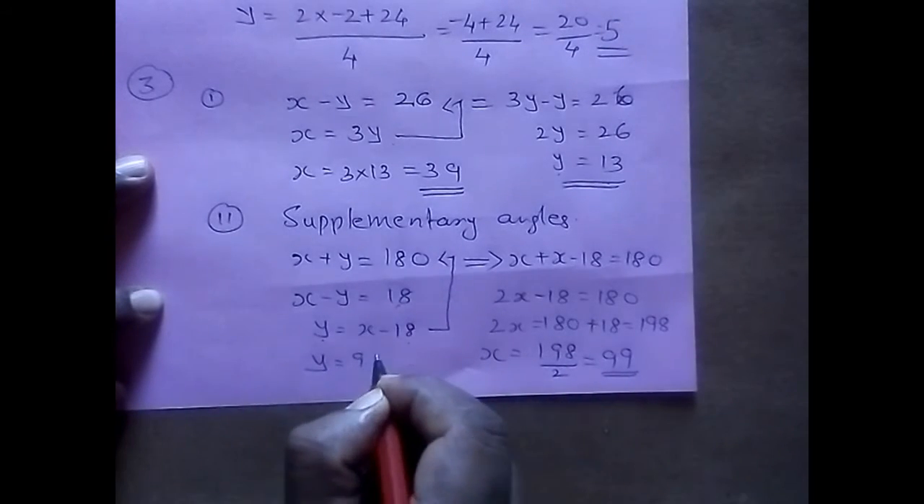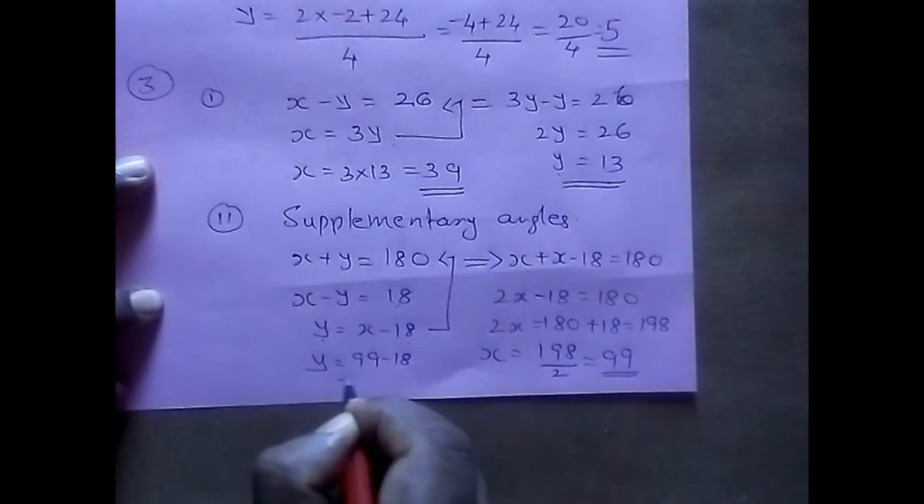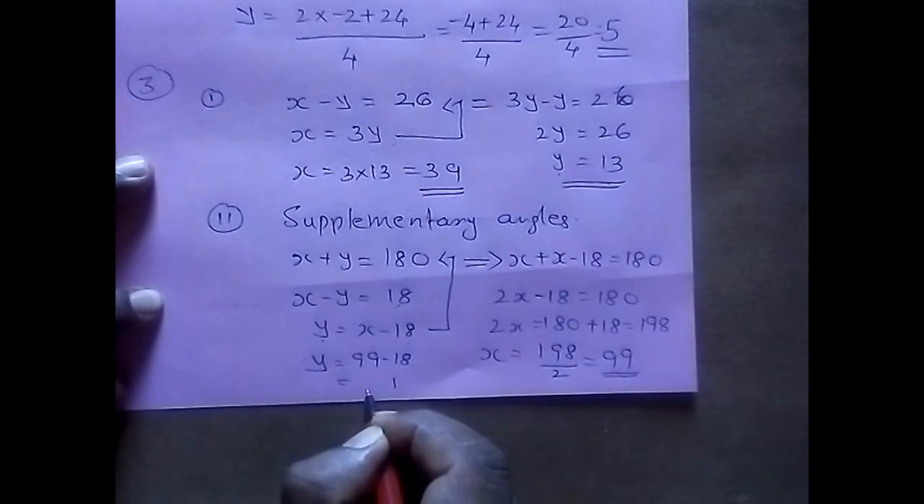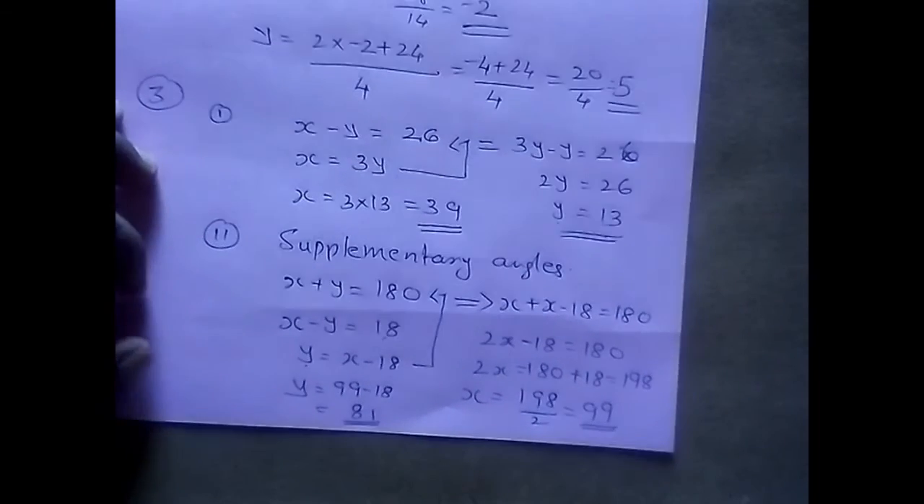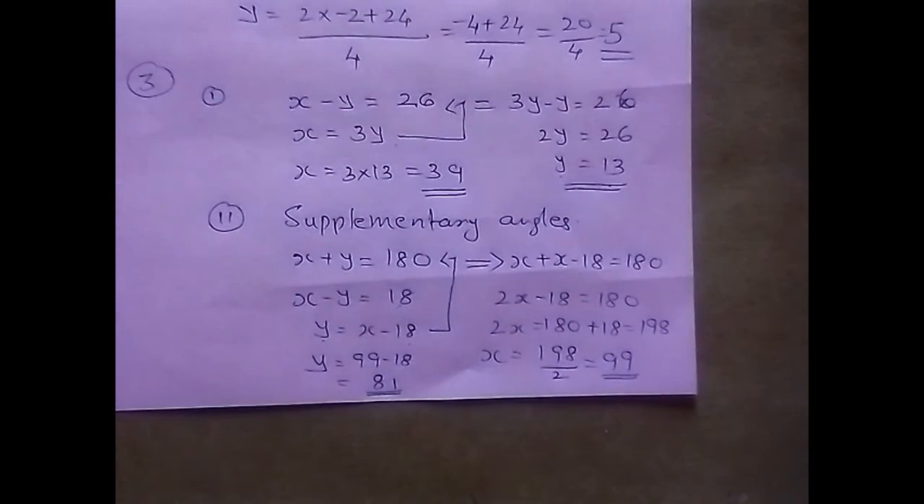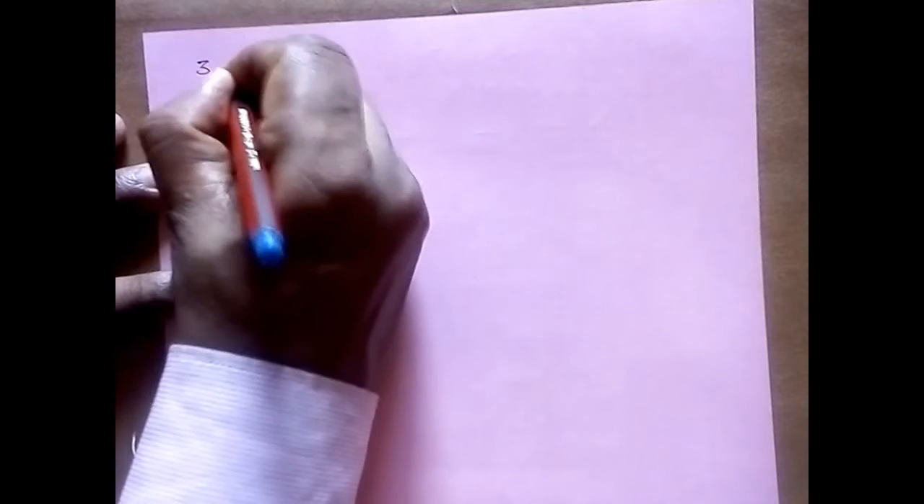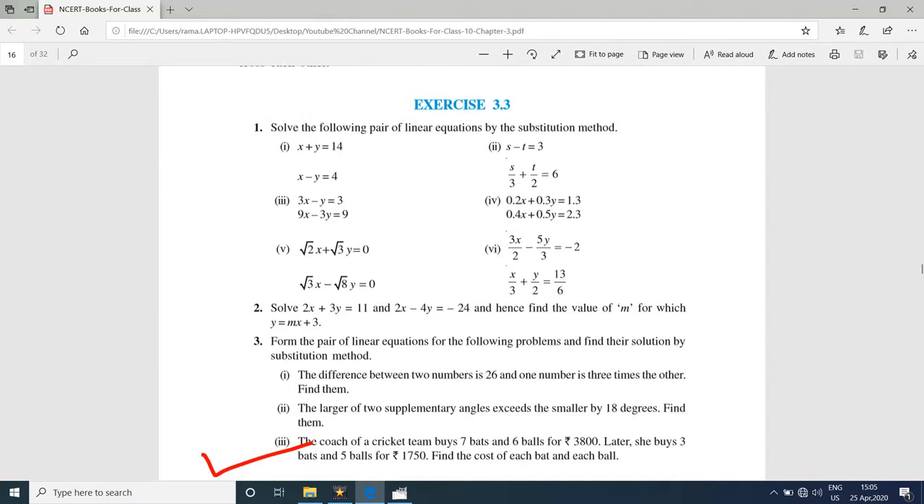Y is equal to 99 minus 18, that is equal to 81. So 81 and 99 are the values of the angles which are supplementary and whose difference is 18. Now we are going to the third sub question.